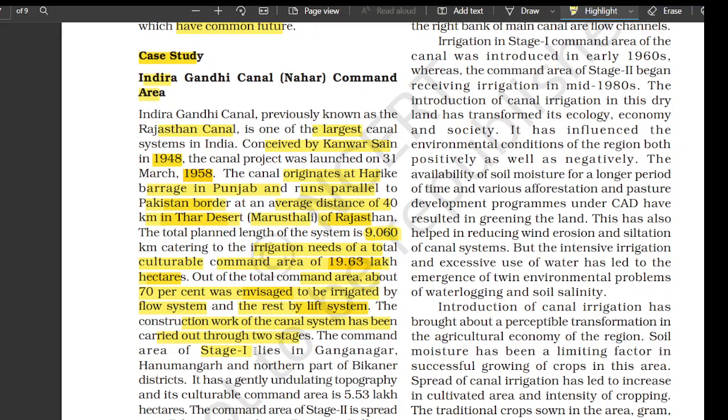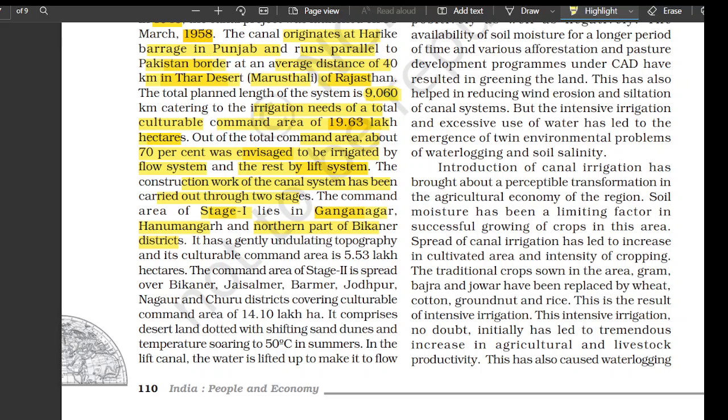The command area of stage 1 lies in Ganganagar, Hanumangarh, and the northern part of Bikaner districts. It has a gently undulating topography and its cultivable command area is 5.53 lakh hectares. The command area of stage 2 is spread over Bikaner, Jaisalmer, Barmer, Jodhpur, Nagaur, and Churu districts, covering a cultivable command area of 14.10 lakh hectares. It comprises desert land dotted with shifting sand dunes and temperatures soaring to 50 degrees in summers.